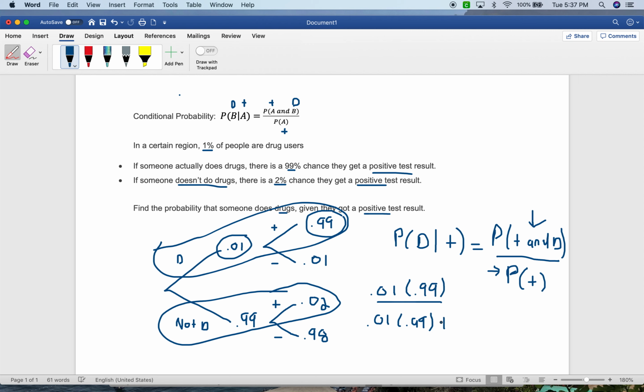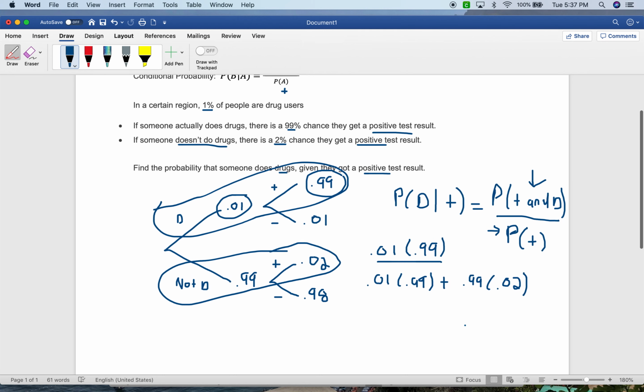Or it could be the not drugs and positive. We want all the positives. So on the top we have our drugs and positive. On the bottom we have our drugs and positive or the not drugs and positive. So all of our positive people go on the bottom.